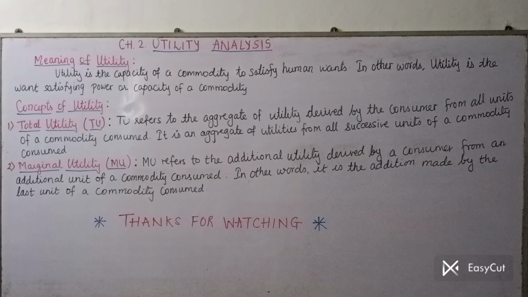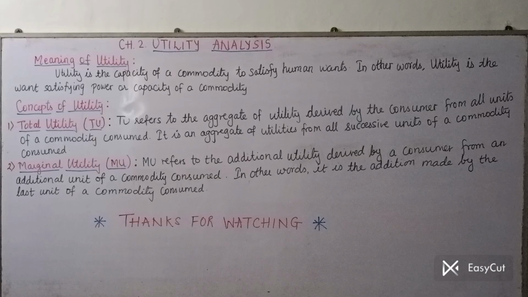That means whatever total number of units you consume, it is the aggregate of that. You consume the first unit, then the second, third, fourth. If you keep on consuming, then at the end of your consumption, whatever is the addition of the utility of all the units, that is called total utility or TU. I hope the concept is clear.